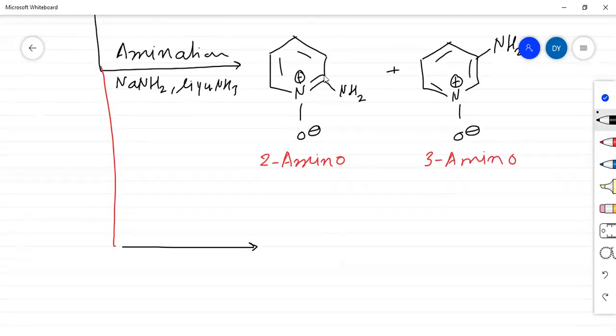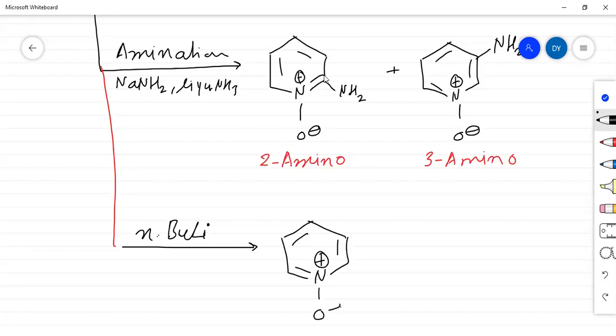Now the last reaction in this is the addition of n-butyl lithium. Bu means butyl group, n-butyl group. There is an attachment of the n-butyl group. What will be the product? Now in this case, lithium attaches at position number 2 with removal of n-butyl H, which means n-butane is going to be removed and lithium attaches at position number 2.